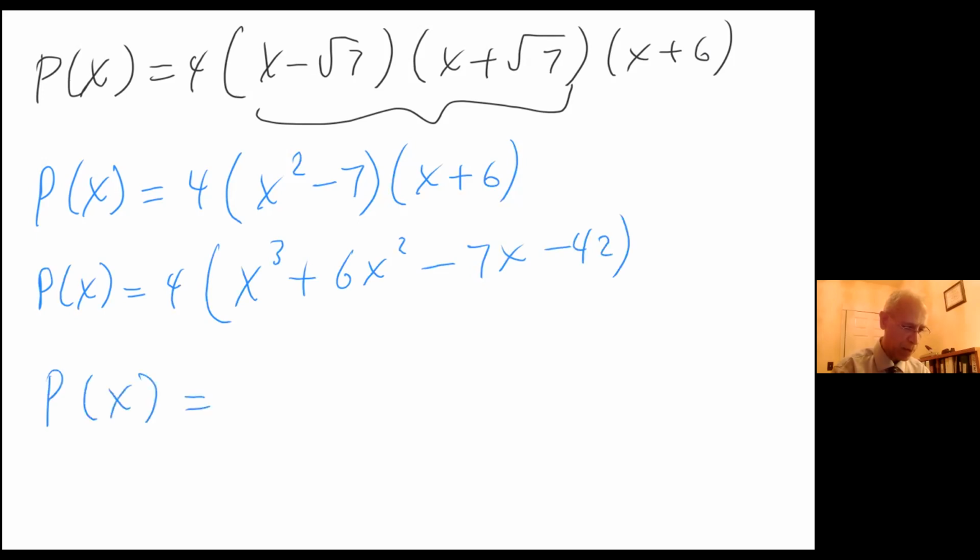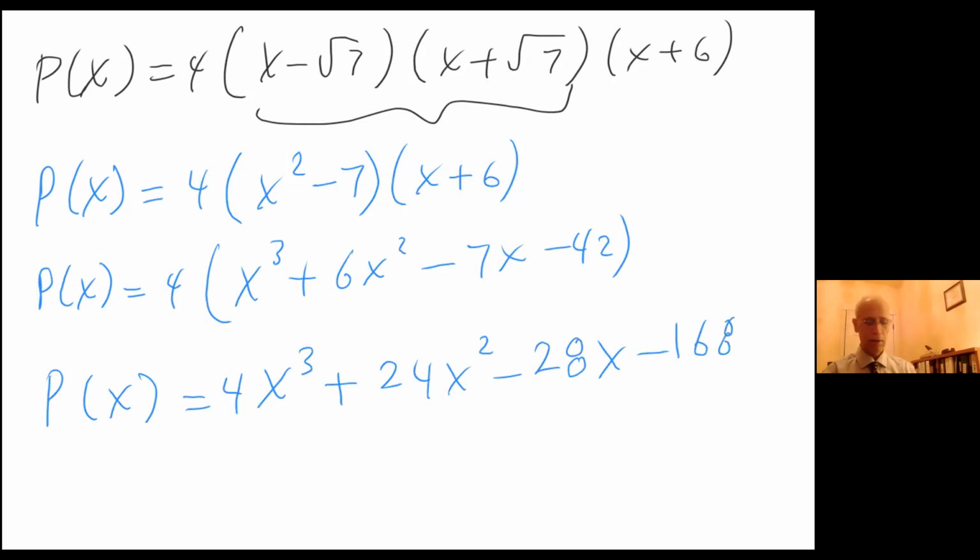And finally, p of x equals 4x cubed plus 24x to the second minus 28x minus 168.